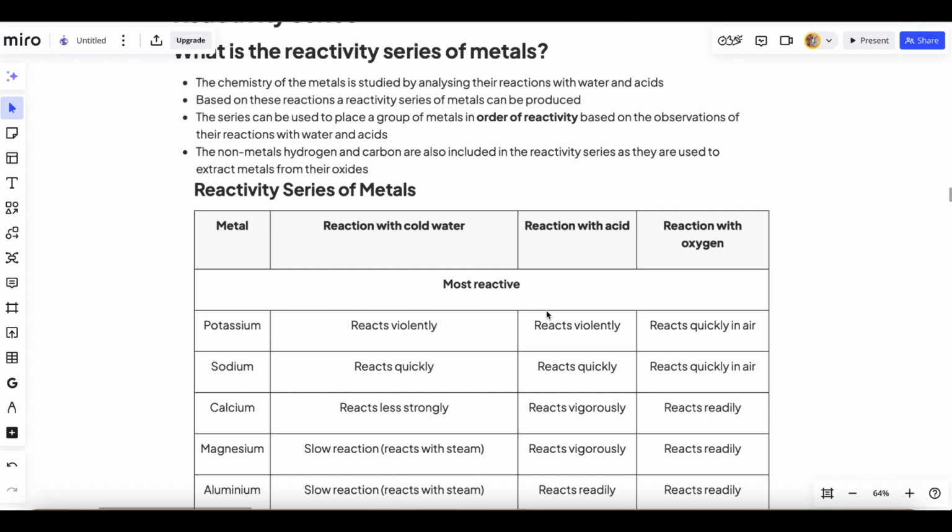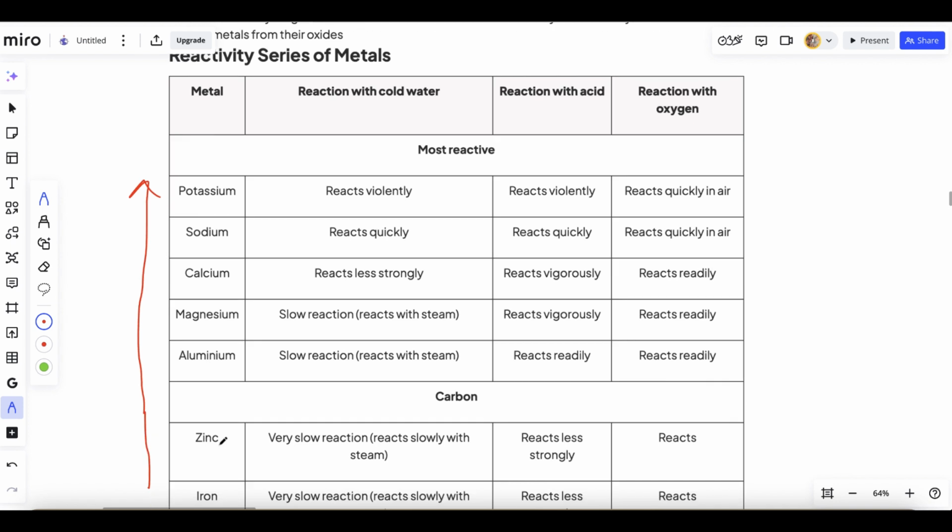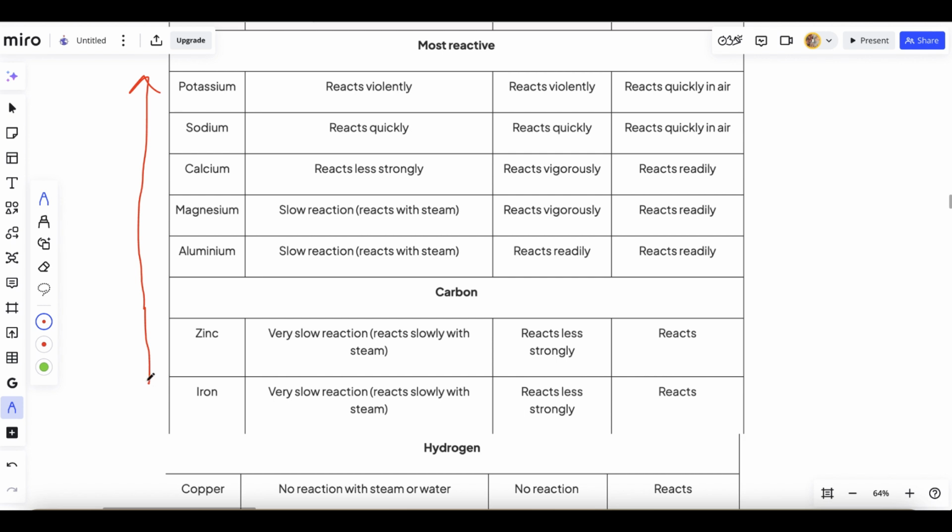Now, the series can be used to place a group of metals in order of reactivity based on the observations that we've seen previously when metals react with water or with acid. Let's quickly take a look at the metals and their order of arrangement. We start with the first one, the highest in reactivity, because the order of reactivity is increasing as you go up the chart. The top one is the most reactive.